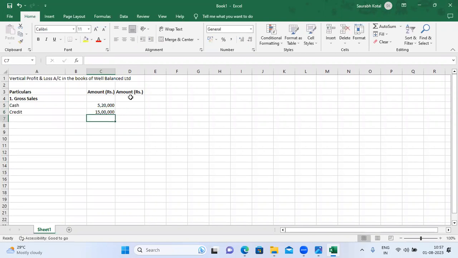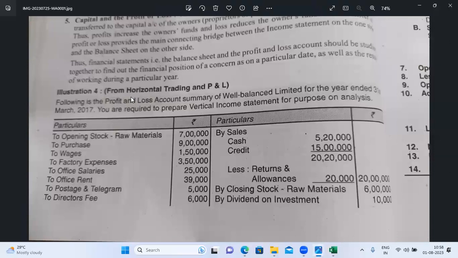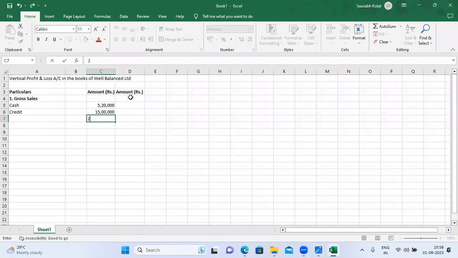Now, what is the total of these two? 2,20,000? Can I ask you one thing? 15 plus 5 is 20, sir. So it will be 20,20,000. Yes, 20,20,000. See, you are so smart, because 15 plus 5 is 20. Definitely it is not 2 lakh. It is 20 lakh. So it is 20,20,000.